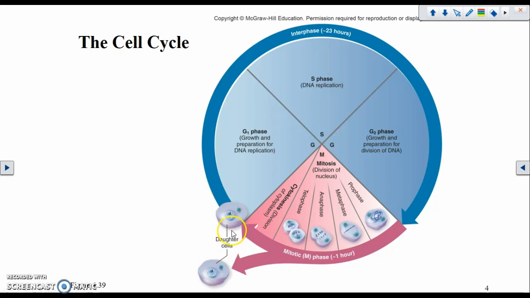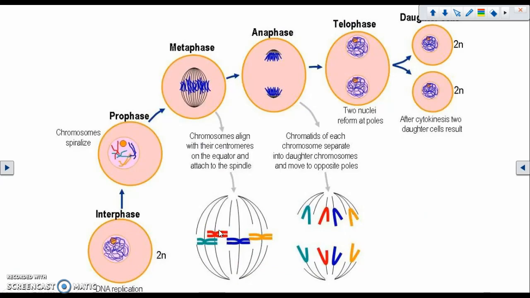Very, very important here: both cells must be identical to each other, and they must be identical to the parent cell, the original cell. This is actually how cancers occur, or mutations occur. This is when you have aberrant daughter cells. Here's a further explanation of the M phase.